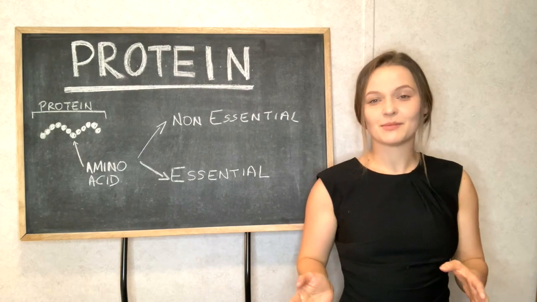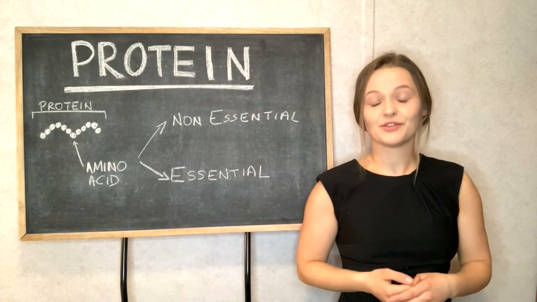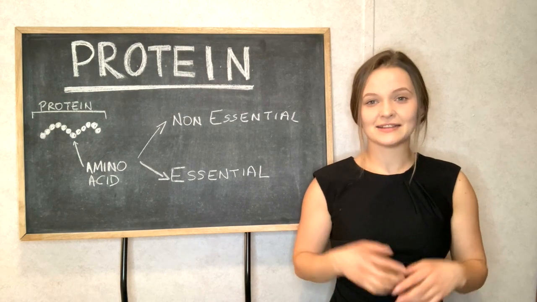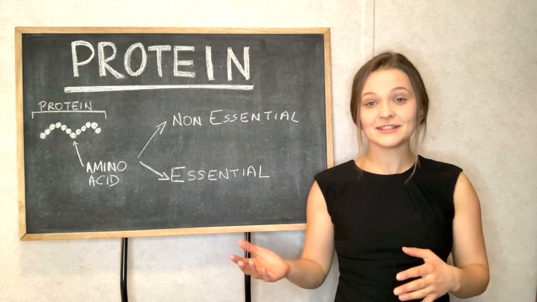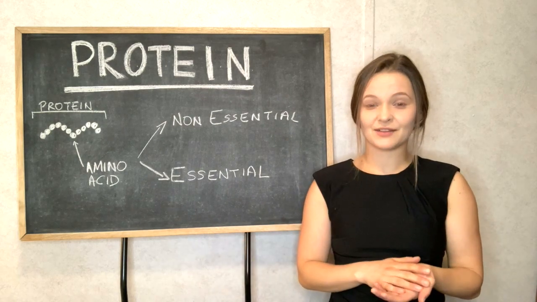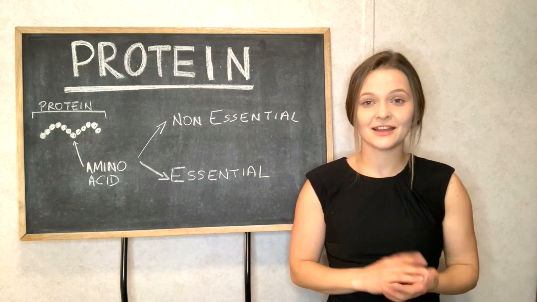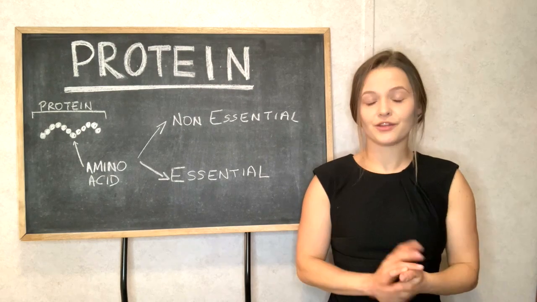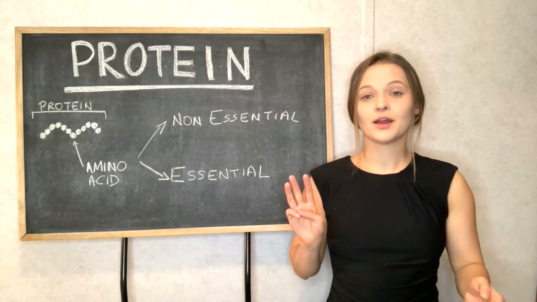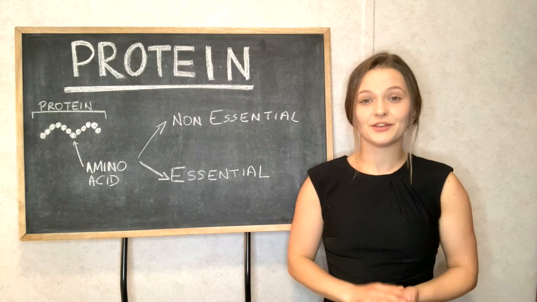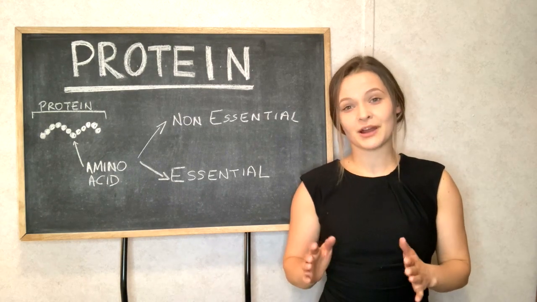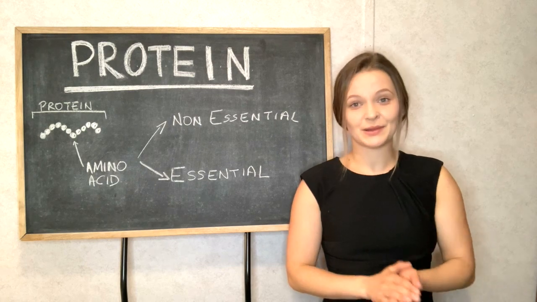Today's topic is about protein, which is one of the 3 macronutrients. And just a reminder, a macronutrient is a nutrient we need in large amounts compared to micronutrients like vitamins and minerals, which we need in very small amounts. The 3 macronutrients are protein, fat and carbohydrates, and you can check out the videos for the other 2 macronutrients, so carbohydrates and fats, in the links below.